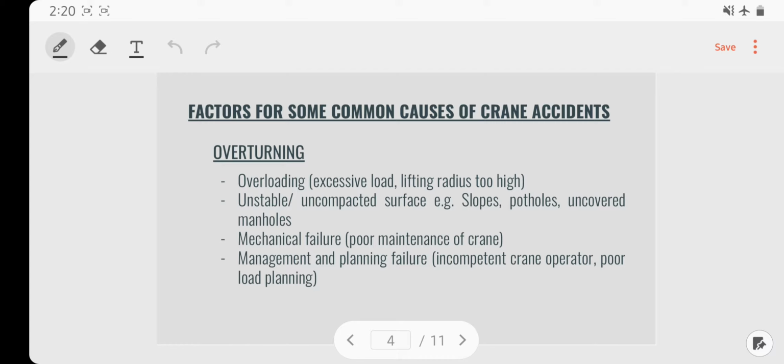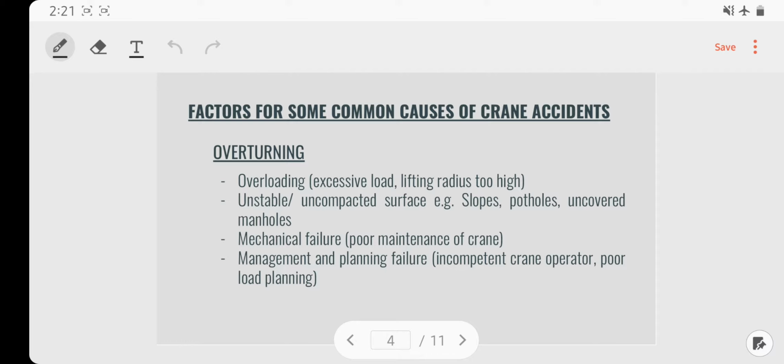Okay, so here are some common causes of crane accidents. There are a few common causes in the industry. One of the common ones is overturning. Overturning is when the crane tips over due to excessive overload. For example, when you carry loads that are too heavy and the counterweight of the crane cannot counter back the weight of the materials being lifted. So the common factor is actually overloading.